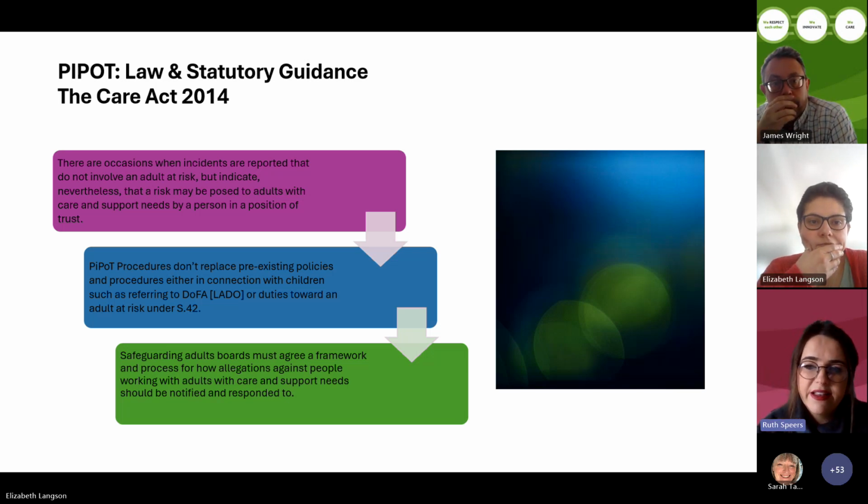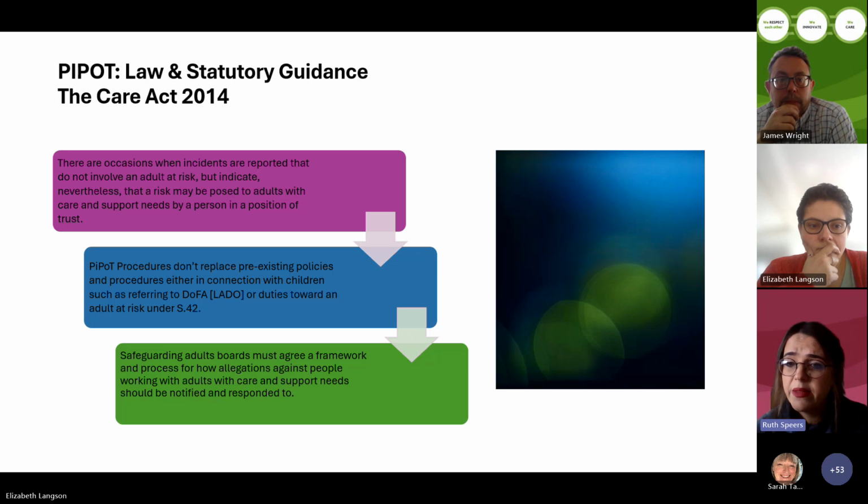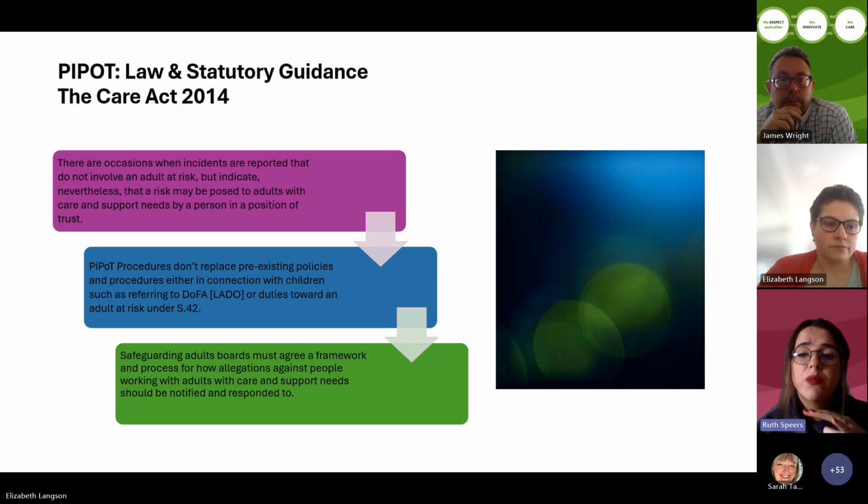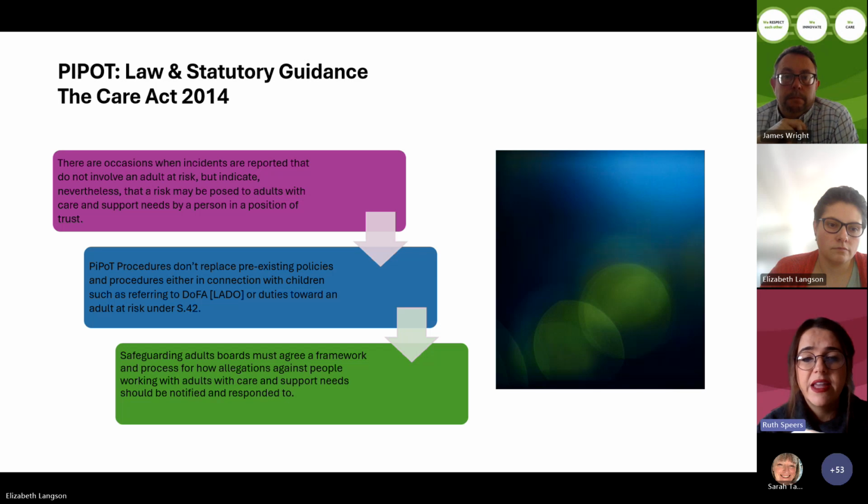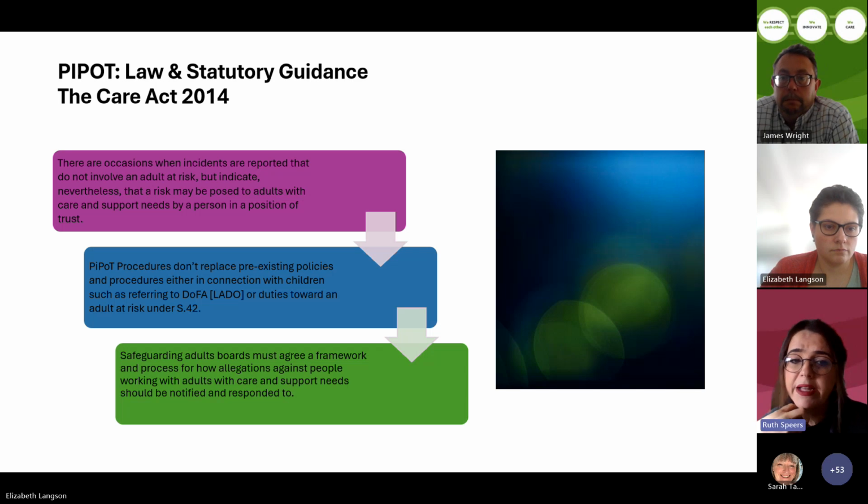PIPOT relates to instances where an organisation or a local authority is alerted to information that may affect the suitability of a professional or a volunteer, and that's important to note, to work with an adult with care and support needs. Now, that information could originate from an activity within their professional or volunteering role, or outside of that role, okay?